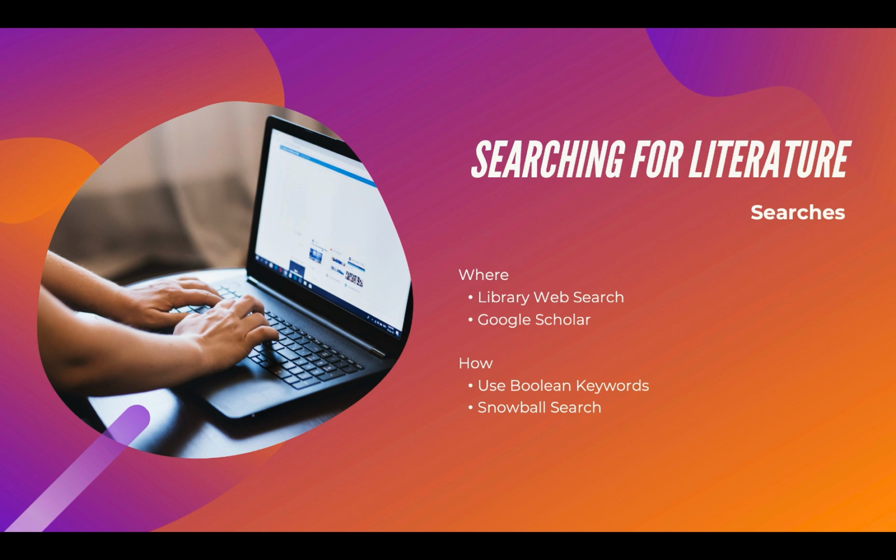So first off, where do we search? We have to begin somewhere. Oftentimes we can rely on something like a university library website through their databases. We can even use things like Google Scholar, which I have used plenty of times. So that's the where. And then we have a how.